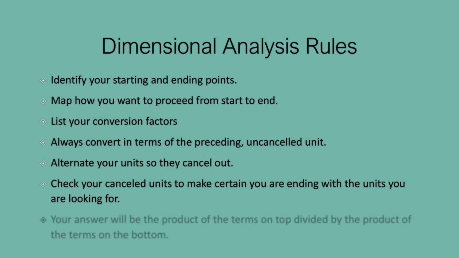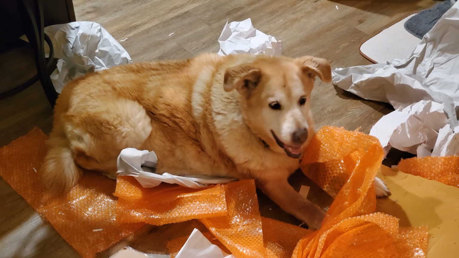Check your canceled units to make sure that you're ending with the units you are looking for. And finally, your answer will be the product of the terms on top divided by the product of the terms on the bottom. I hope this helps with dimensional analysis problems.